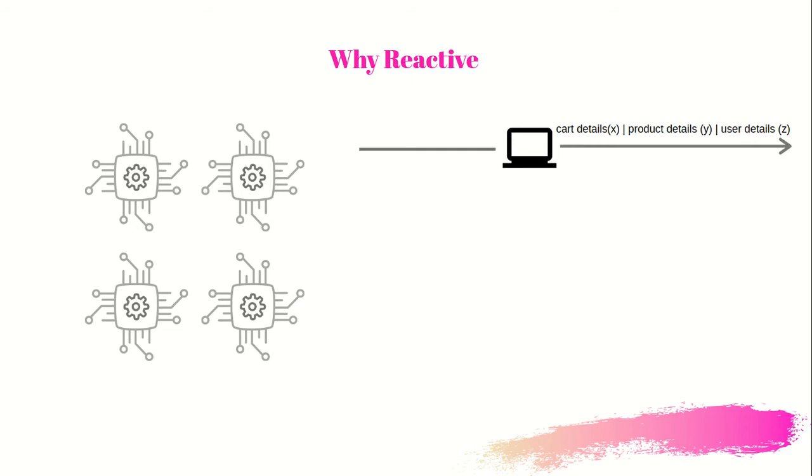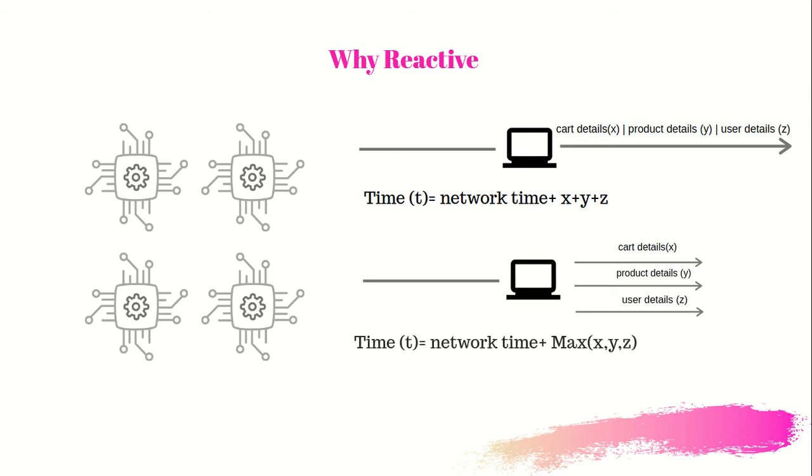If we execute these network calls in parallel, and when all the calls return the responses, we aggregate their responses and send the aggregated response, we can save time. In this case, the total time taken will be network time plus max of X, Y, and Z. So if we execute in parallel and aggregate all those responses, we can save time. This will make responses much faster. We can achieve it by already present futures and callbacks.